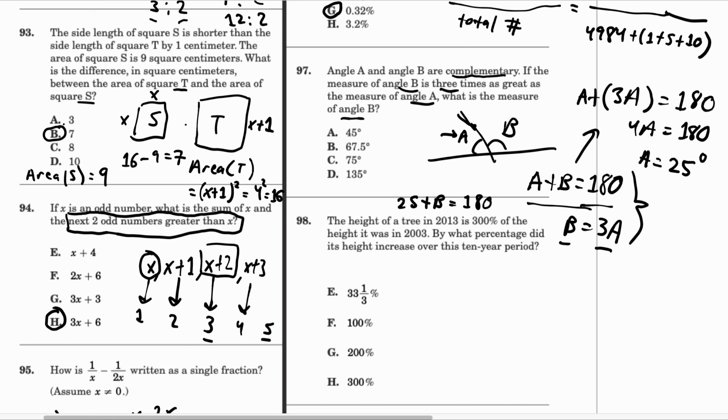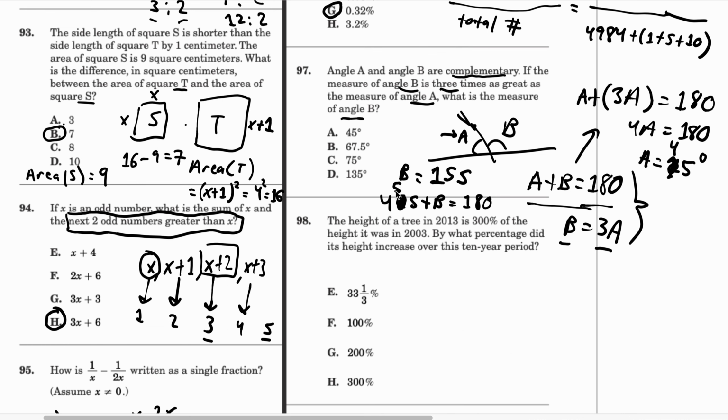Okay, and then I can just subtract 25 from both sides, and I would get that B is going to be 155. Let's see, did I do something wrong here? Yeah, so 4A is 180. When I divide 180 by 4, I said 25, but that's actually 45. Right, so then I would have 45.